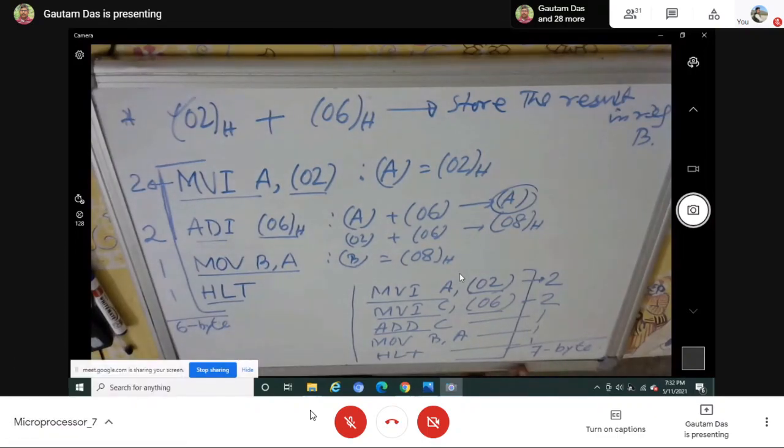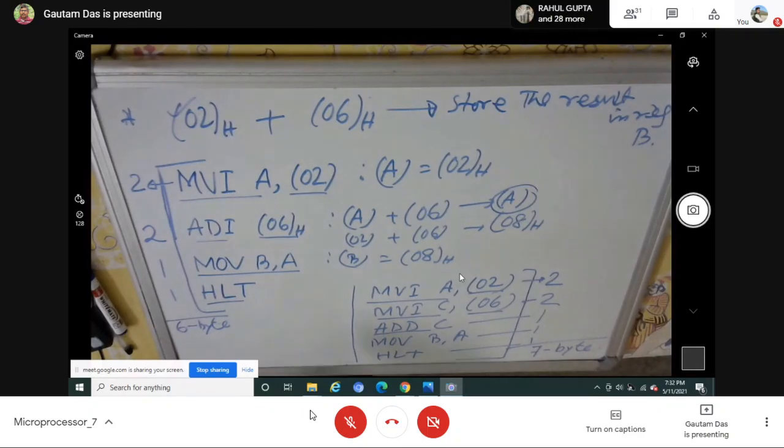Now you will ask what is the advantage, why we are telling that you have to write a program with a minimum number of bytes. You should prefer this program. Why? Because you will get two advantages if your program is written with a minimum number of bytes. One advantage is it requires less memory to store.